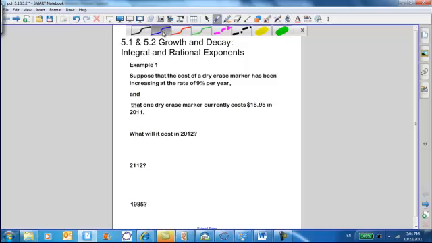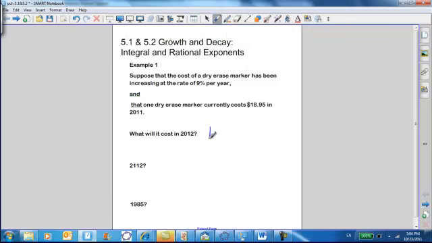Hello, pre-calculus honors students. Here we are with a review of integral and rational exponents. Let's first see where these are used in the real world. Suppose that a dry erase marker costs $18.95 and it increases at a rate of 9% per year. What will it cost in 2012, just 1 year from now?